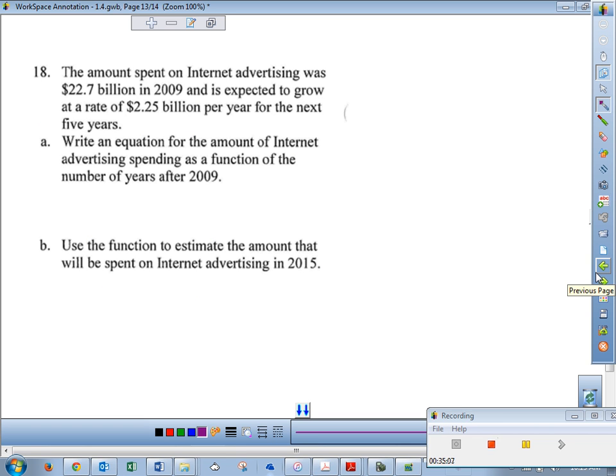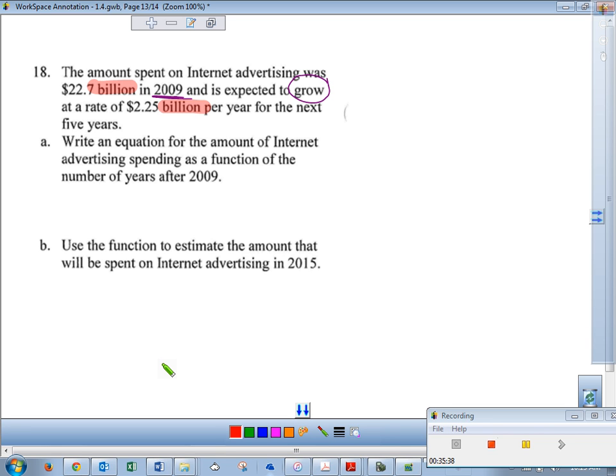Story time. The amount spent on internet advertising was that much in 2009. Very nice starting point. And is expected to do what? Grow. That means our slope is positive, right? Because it's going to grow at this much billion per year for the next 5 years. Other things to notice, reading for details. Same number, right? So you don't have to put all the zeros. You can think of them as those particular decimals, and then you might have to read the instructions to see if you've got to put all the zeros or not in the final answer.